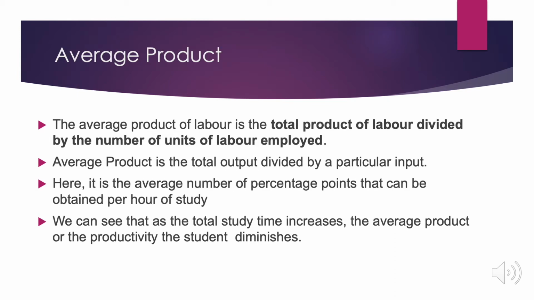Let's have a look at two concepts surrounding this. The average product of labor is the total product of labor divided by the number of units of labor employed. Here, the total product is the grade obtained and the units of labor are the study time measured in hours. The average product of labor is a common measure of labor productivity. Average product is the total output divided by a particular input. Here, it is the average number of percentage points per hour of study.